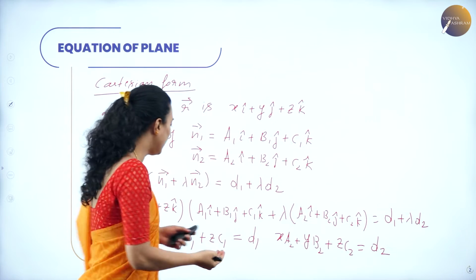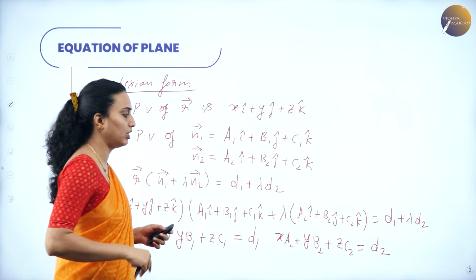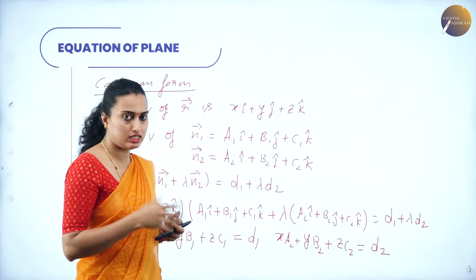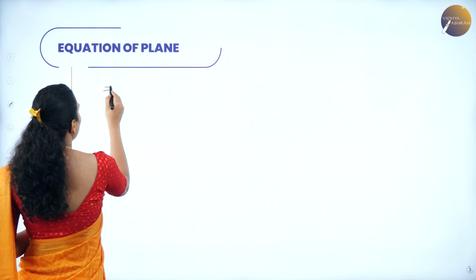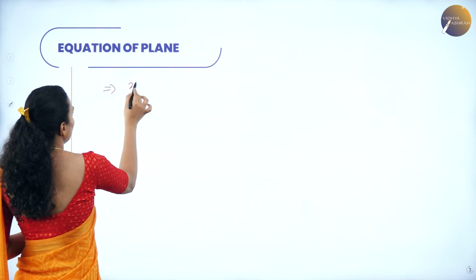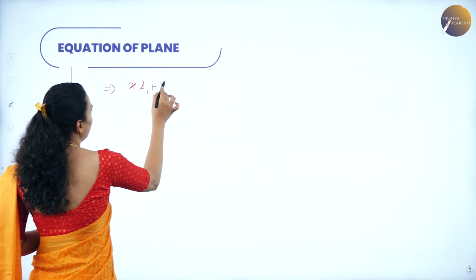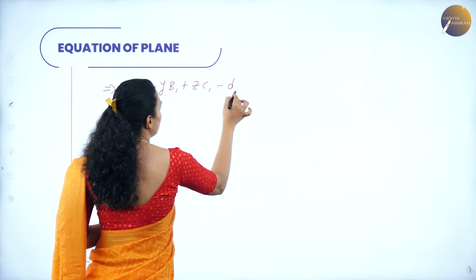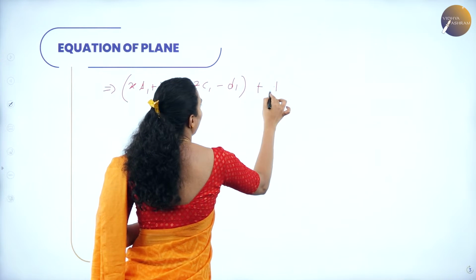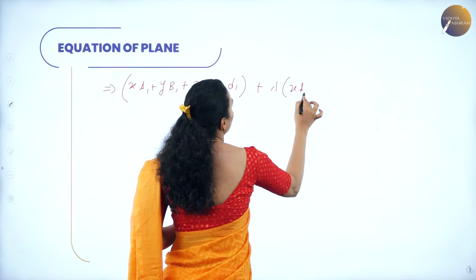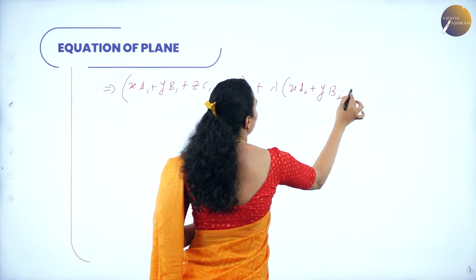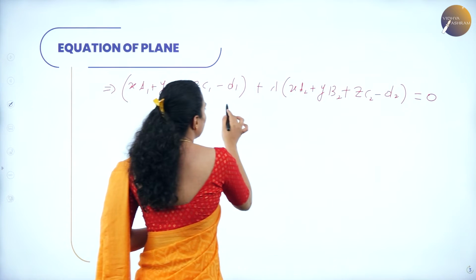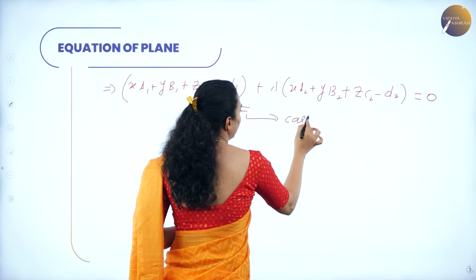That's it. Now, taking this d1 to this side and d2 to this side, what will it become? So I can substitute this equation as equal to 0. Which implies x into a1 plus y into b1 plus z into c1 minus d1, plus lambda into x into a2 plus y into b2 plus z into c2 minus d2, equals 0. This is going to be known as the Cartesian form.